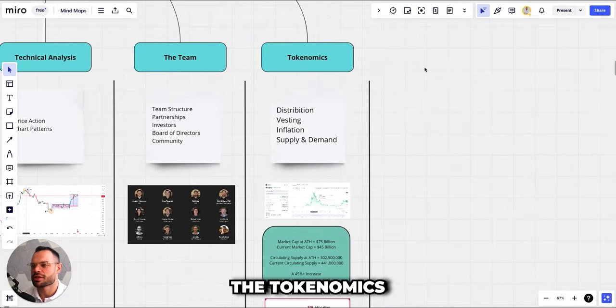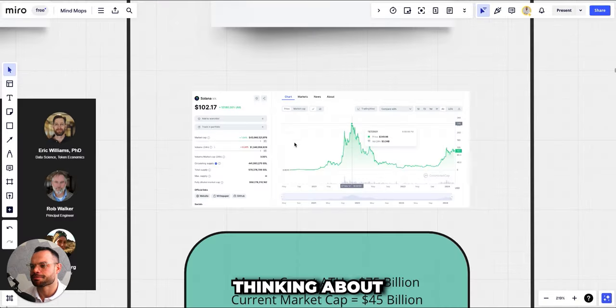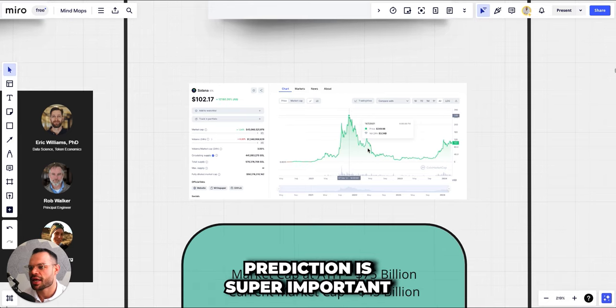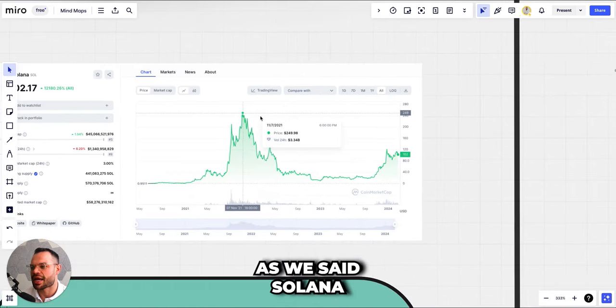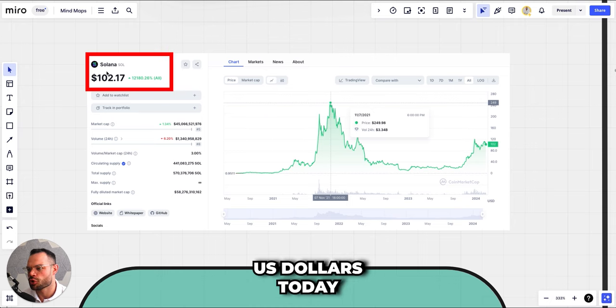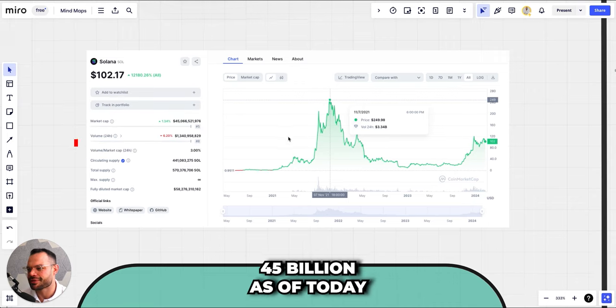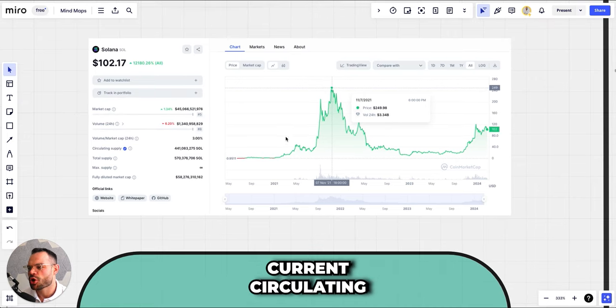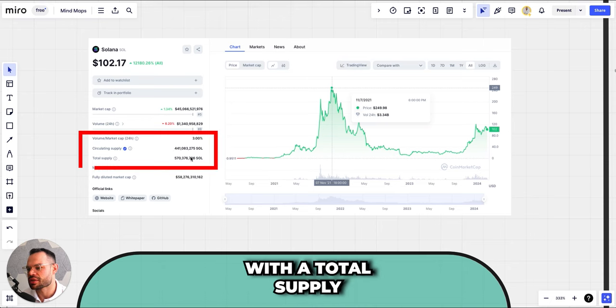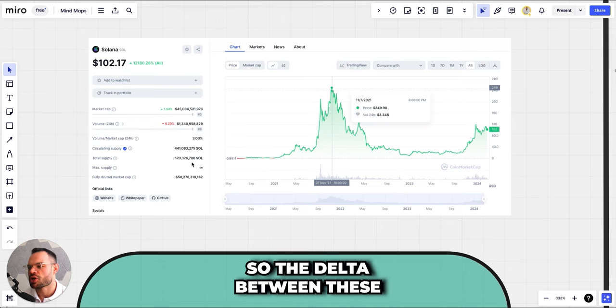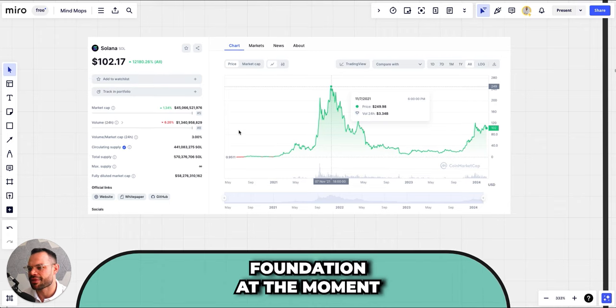So finally, moving on to the tokenomics, thinking about the tokenomics breakdown as it plays into the price prediction is super important. As we said, Solana is currently sitting at about $102 today, February 24th, 2024. Total market cap of $45 billion as of today. Current circulating supply of 441 million with a total supply of 570 million. So the delta between these, I believe, is being held by the Solana Foundation at the moment.